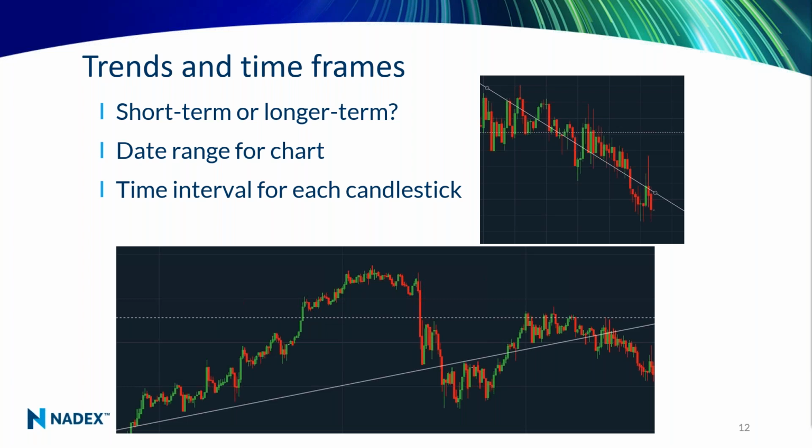How do you want to look at the markets? It's both the time interval for each candlestick, which is picking one spot in time, and then the date range, the time range on the chart. How far back do I want to go? If I zoom in close, it might be a downtrend. If I zoom further away, it might just be part of a larger uptrend. Maybe that helps you determine when a trend is going to change.